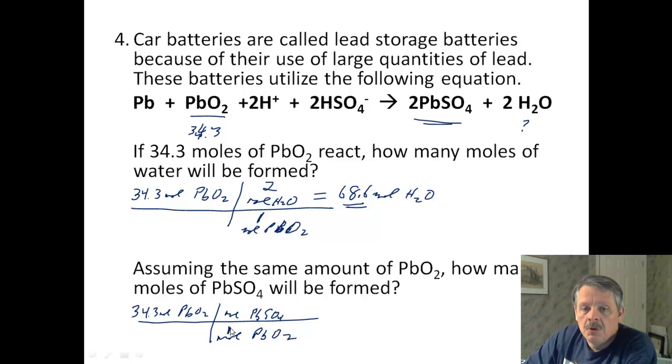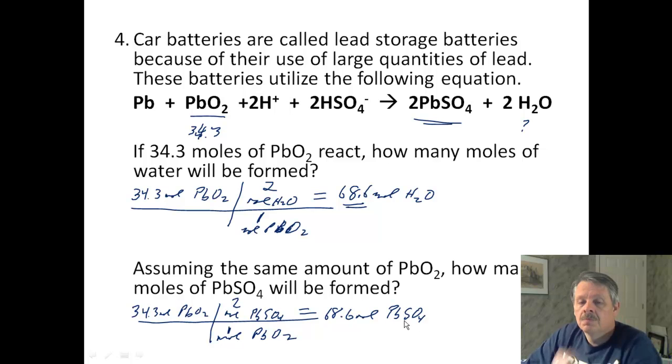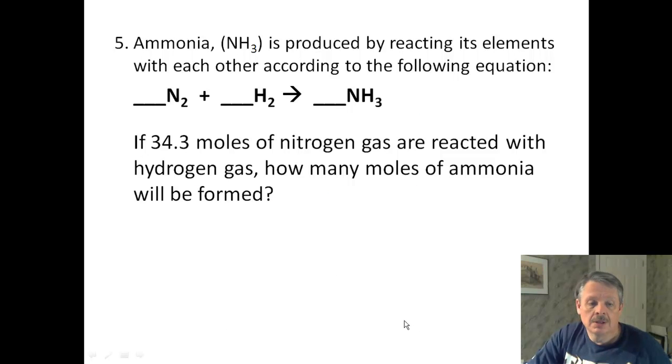And PbO2, there's a 1 coefficient in front of that, and there's a 2 in front of the PbO2. So I multiply this by 2 as well. Again, I'm getting 68.6 moles of PbSO4. Okay, let's keep going to see what the other ones hold on the second page.